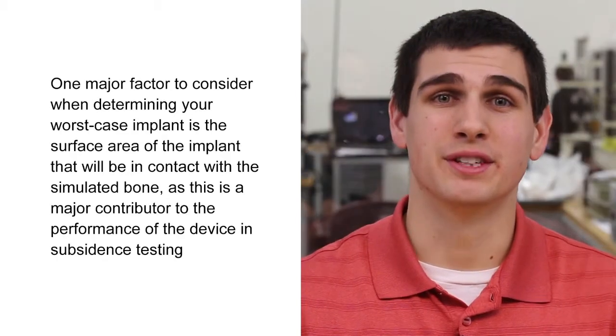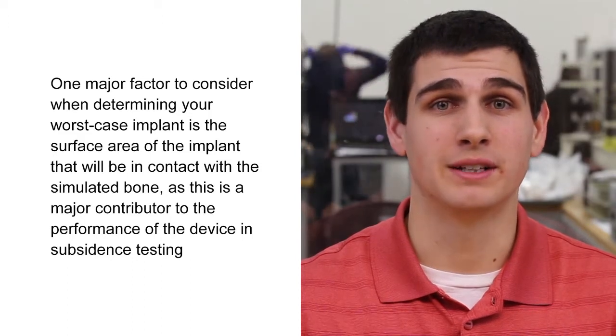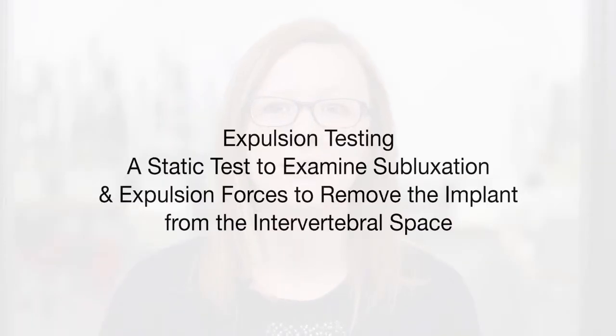One major factor to consider when determining a worst-case device is the surface area of the implant that will be in contact with the bone surface, as this is a major contributor in the performance during subsidence testing. Expulsion testing, the last of the 3 test methods we will cover today, is a static test to examine subluxation and expulsion forces to remove the implant from the intervertebral space.